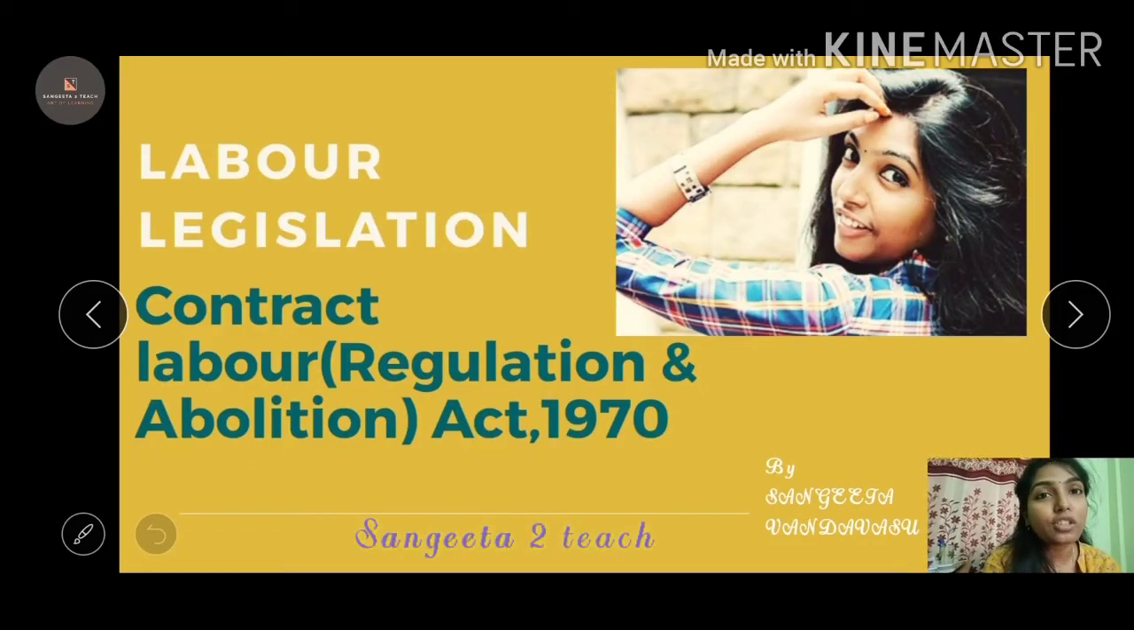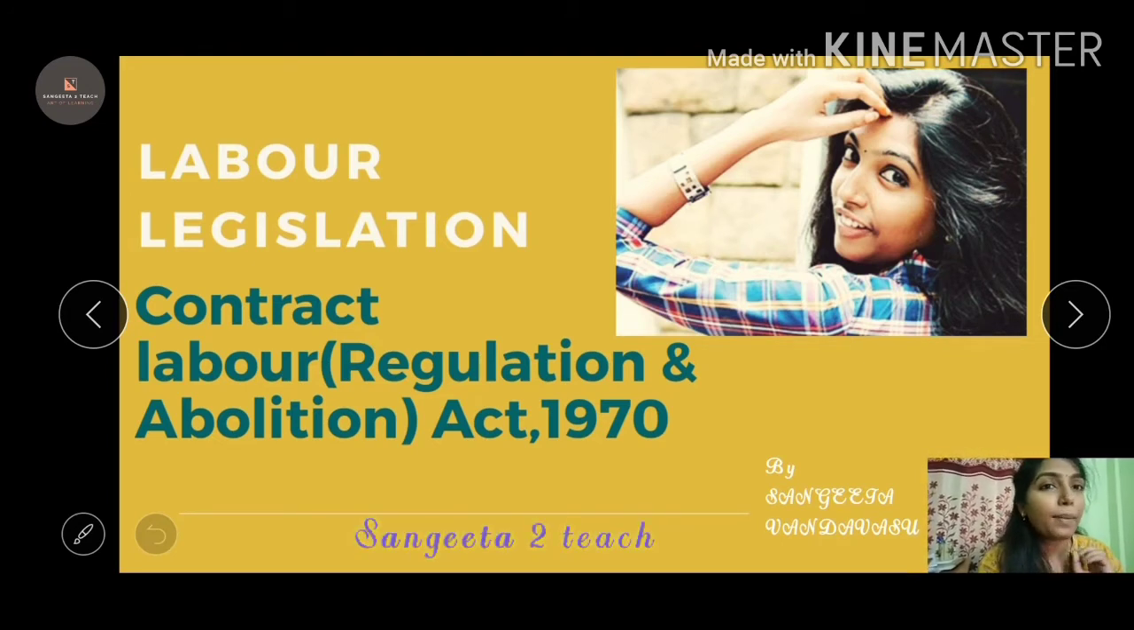Today our topic is the Contract Labor Regulation and Abolition Act 1970. Let me give you a brief idea of what this law actually is, rather than going directly into the law. Just a brief introduction so that you understand it in a better way.